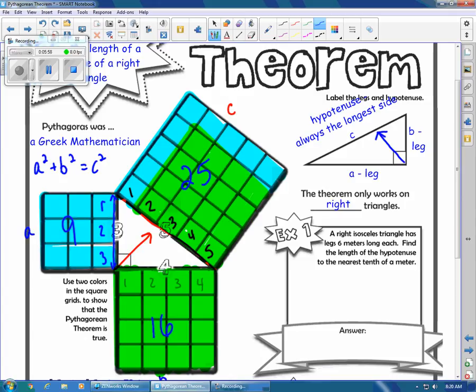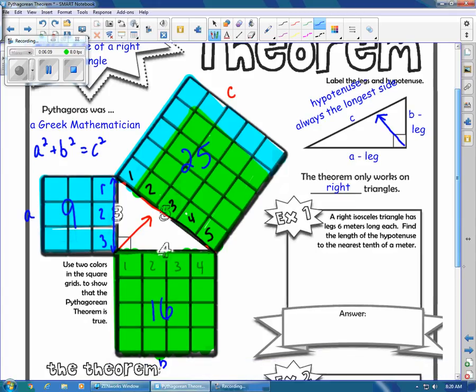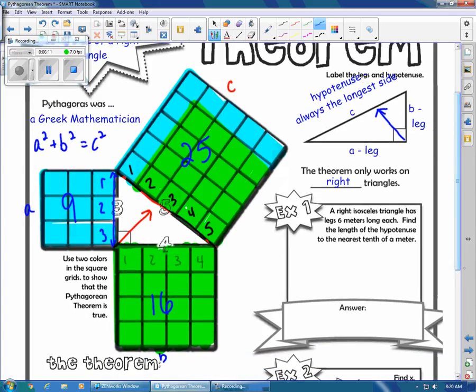Again, it doesn't matter whether I call the longer leg A and the shorter leg B, as long as the longest side is being labeled with a C. So let's take a look at this example 1 here. A right isosceles triangle has legs 6 meters long each. Find the length of the hypotenuse to the nearest tenth of a meter.